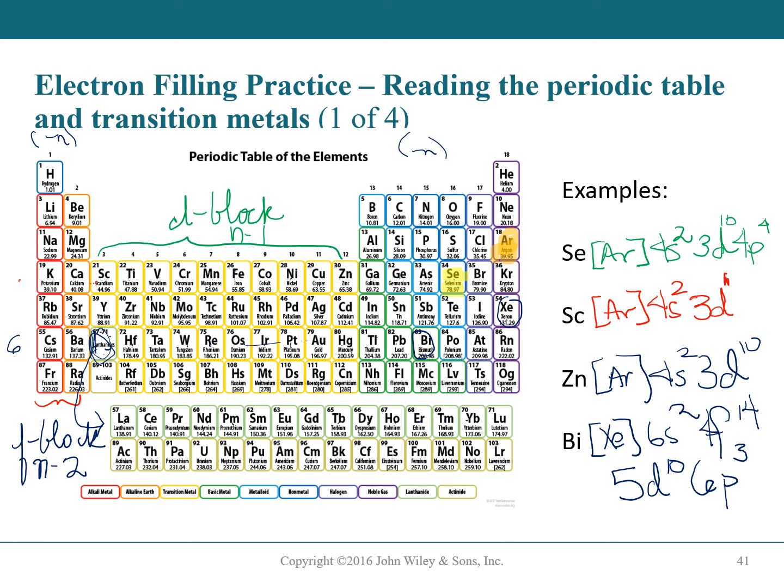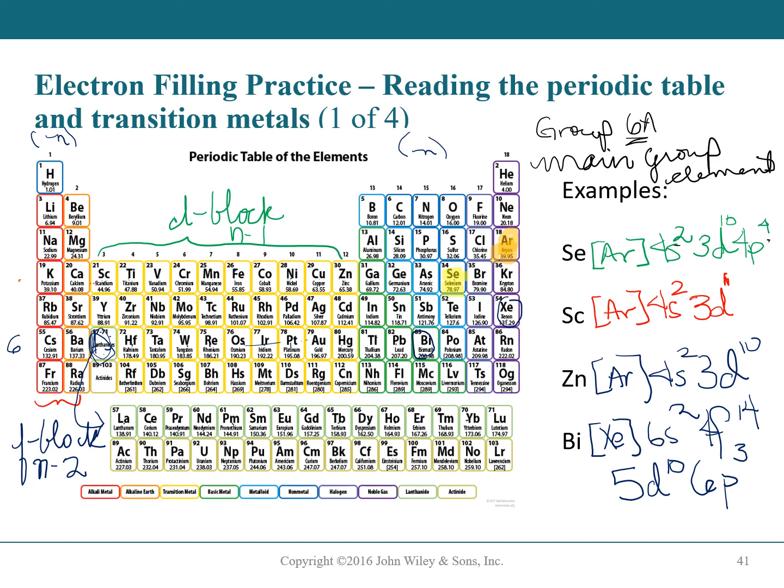If you look at selenium, selenium is in group 6A. How many valence electrons does it have? 6. So it turns out for your main group elements, your group number tells you the number of valence electrons.